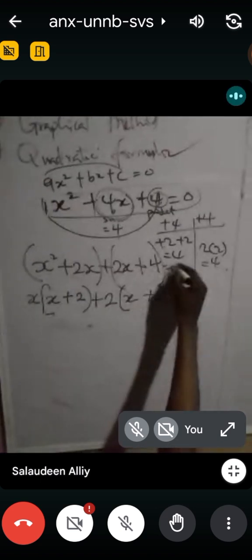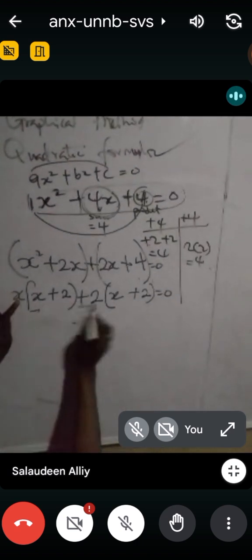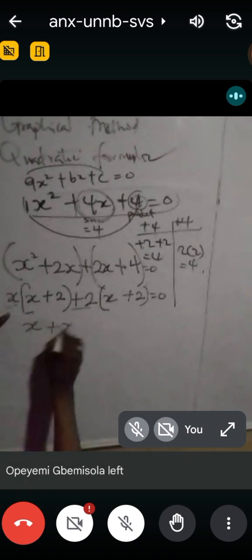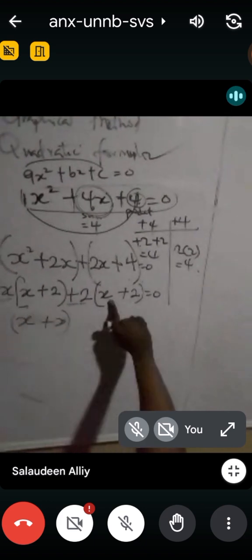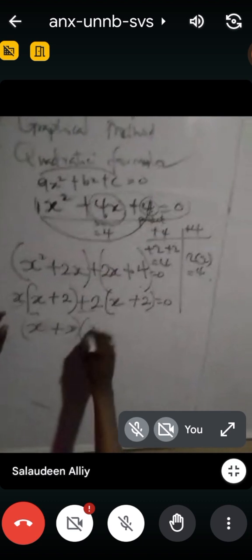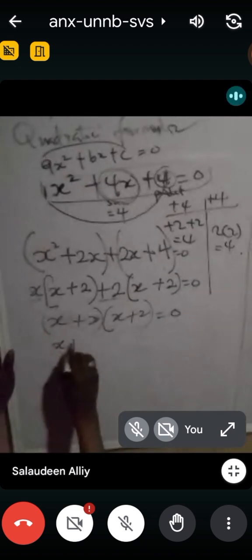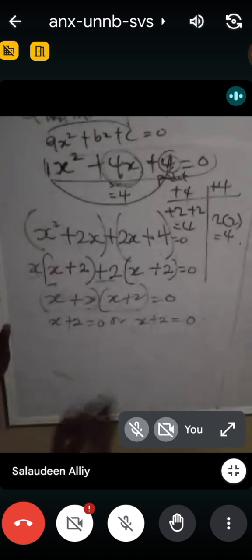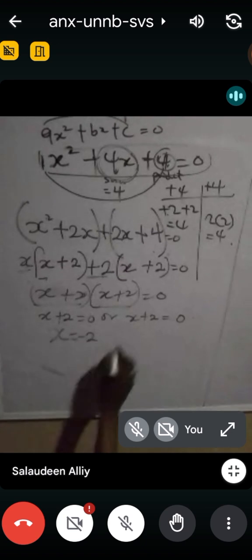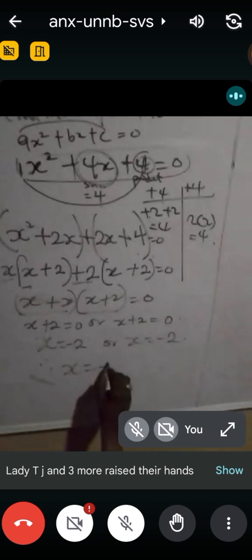So don't forget that is equal to 0. So I'm going to write equals to 0. So group them. Take this one and this thing that is here, that is x plus 2, right? The one inside this one must always be the same as the one inside this one. Times x plus 2. You see that multiplying them together now, they are factors equal to 0. So x plus 2 equals 0, or x plus 2 equals 0. So here x equals minus 2, or x equals minus 2.